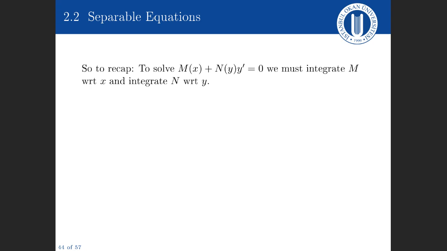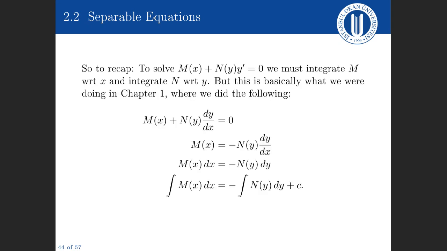So, to recap, to solve M plus N y prime is equal to 0, we need to integrate M with respect to x. WRT is a short way of writing with respect to. And we can integrate N with respect to y. And then the solution is the integral of M is equal to minus the integral of N plus a constant.